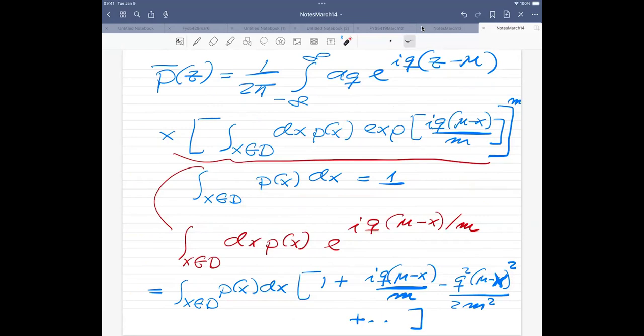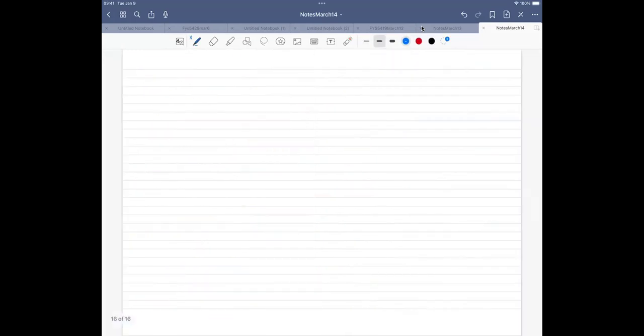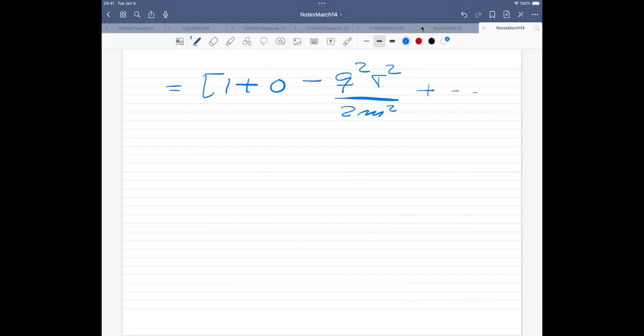The variance, exactly. So if I write this out, what I get now is 1, and then plus 0, and then I get minus q squared, and then I have a sigma squared divided by 2m squared, and then plus plus. So that is my Taylor expansion. So it means I get higher moments, and some of these higher moments are actually going to be 0.